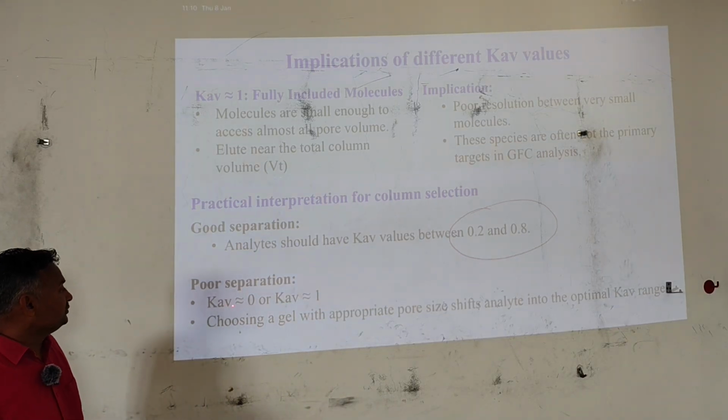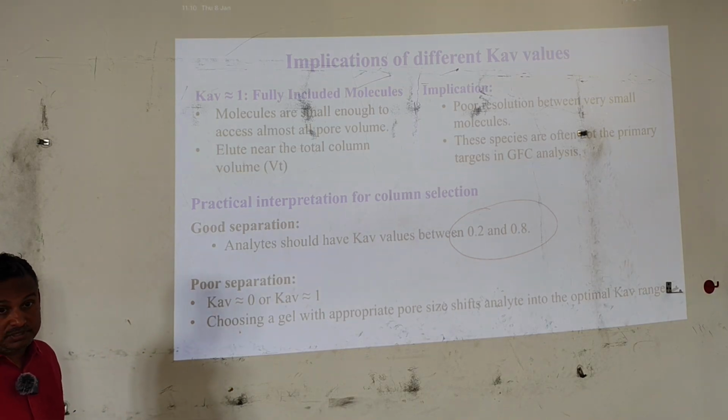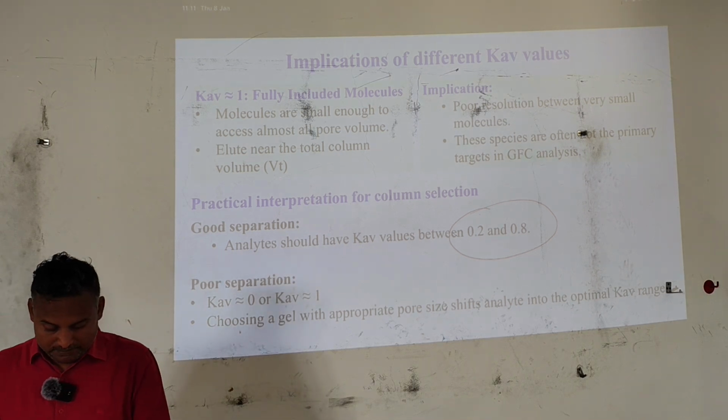Poor separation when KAV is equal to 0 and when KAV is equal to 1. In both cases, poor separation. Choosing a gel with the appropriate pore size to shift the analyte into the optimal KAV range must be done.